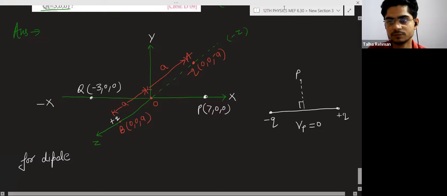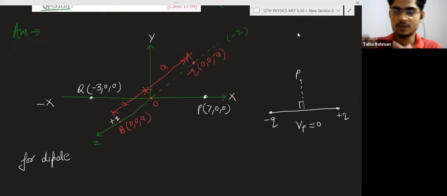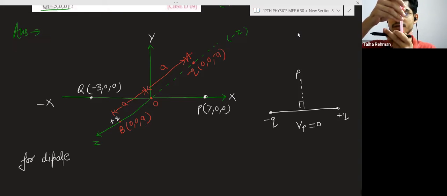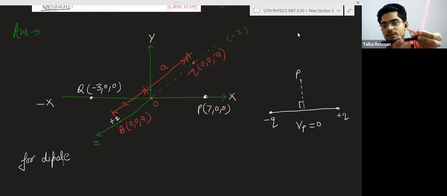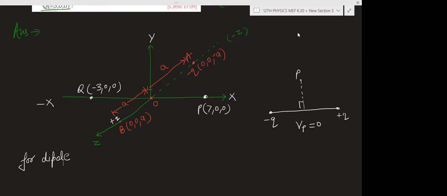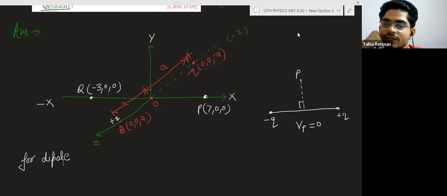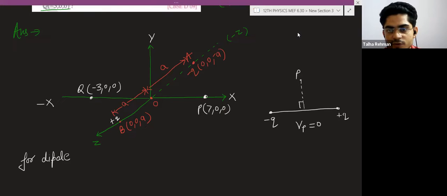Now see here. This is x-axis, this is y-axis, and this is z-axis. These axes are like this. All these axes are perpendicular to each other. This means x-axis is perpendicular to y-axis, and x-axis is also perpendicular to the negative y-axis. All axes are perpendicular to each other.